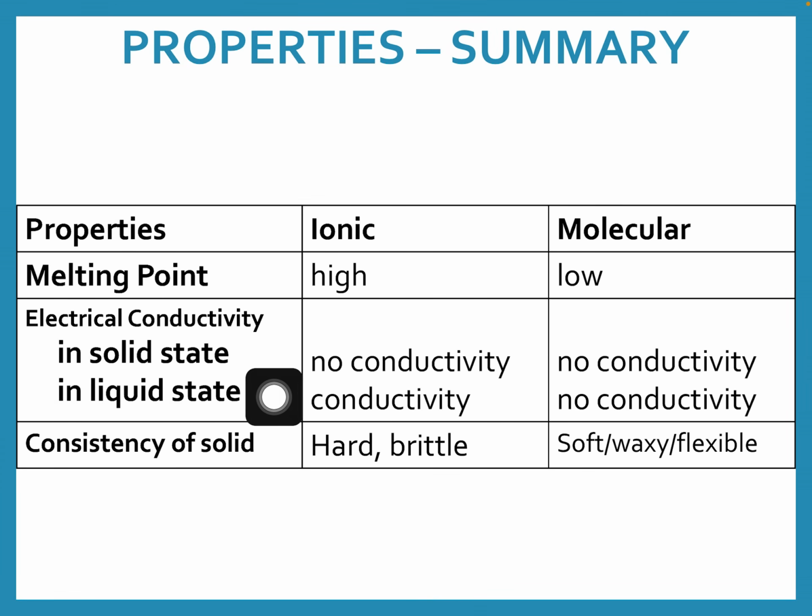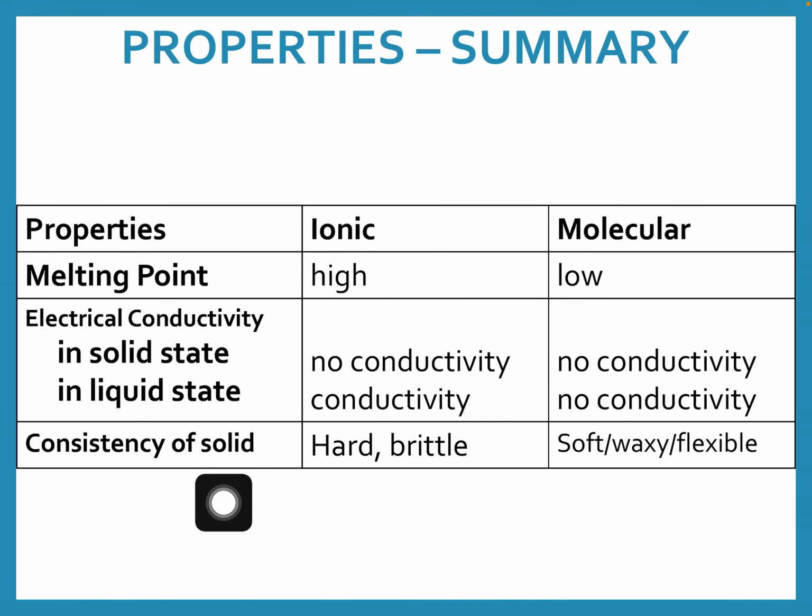Electrical conductivity. So ionic compounds have no conductivity when they are in a solid state because the ions are not free to move. In a liquid state, whether that is because they are aqueous, they are dissolved, or they have been heated to the point where they are liquid, there is electrical conductivity. In molecular compounds, at no point is there electrical conductivity because electrons are shared and not free to move.